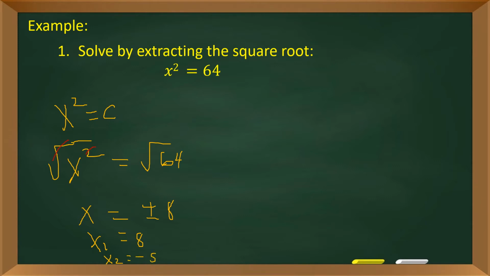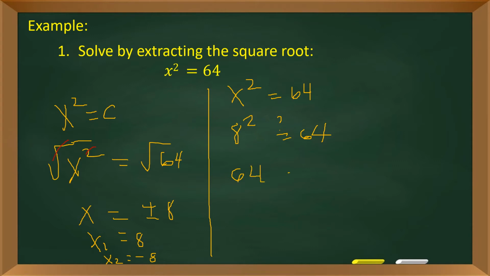But we are not sure yet if these really are our solutions. So we have to check. That's step 3. We have to check first. So substitute our first value of x to our original equation, which is x squared is equal to 64. X becomes 8, so 8 squared is equal to 64. So we are not sure, so we have to put question mark. But 8 squared is really 64. So therefore 64 is equal to 64, and that's QED.